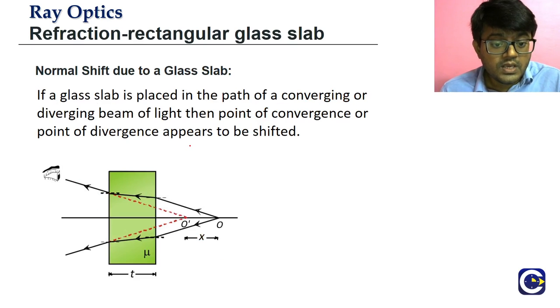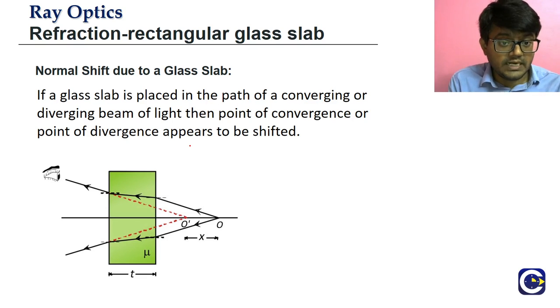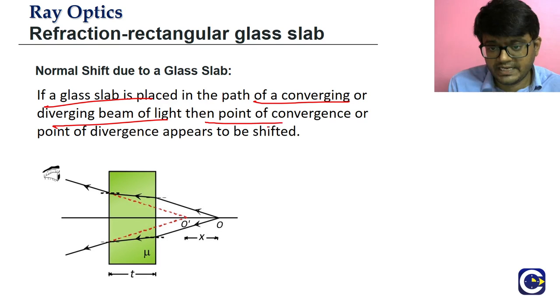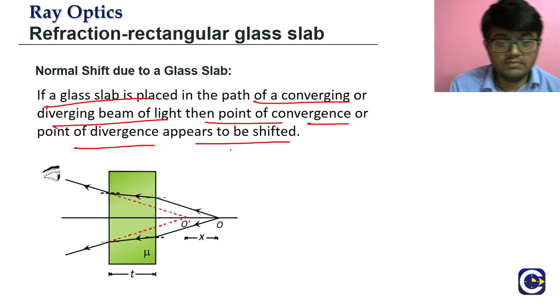Now while we have lateral shift for a single ray that is incident on a rectangular glass slab, if we have either converging rays or diverging rays passing through the rectangular glass slab, means if a glass slab is placed in the path of the converging or diverging beam of light rays, then what we will see is that the point of convergence or the point of divergence, means the point to which they should be converging or diverging, will get shifted. And this is what we call the apparent shift because of the rectangular glass slab, and this shift is referred to as the normal shift.